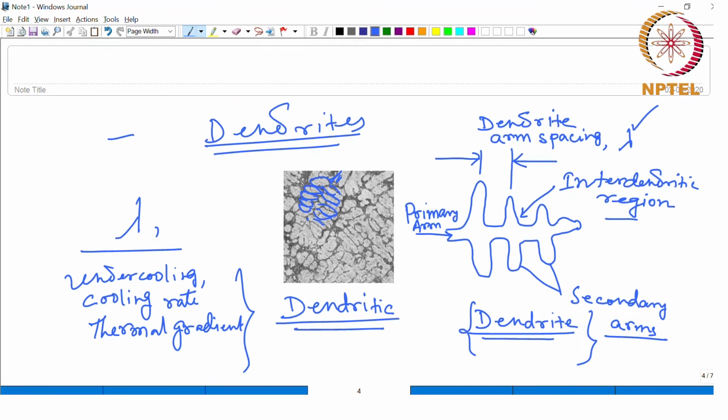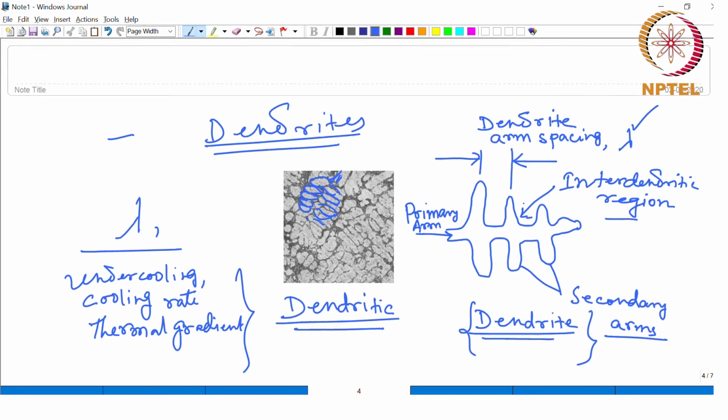what you can see over here, this interdendritic region that you have, that is the region which is going to solidify the last. Okay. And because of that, there will be segregation of impurity, and also the alloying elements, if there are any alloying element in the material, those will be segregated in this last liquid to solidify, right.